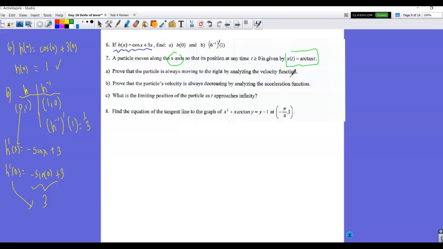So we're actually going to stop right here, because in the year 2020 I changed things up a little bit, and we have not done the derivative of inverse trig functions yet. So I'm just going to stop and make sure I go back and not assign number 7 to you.